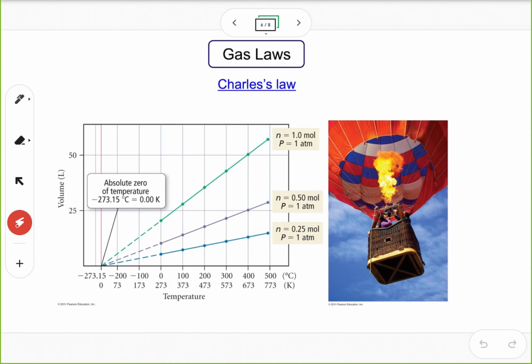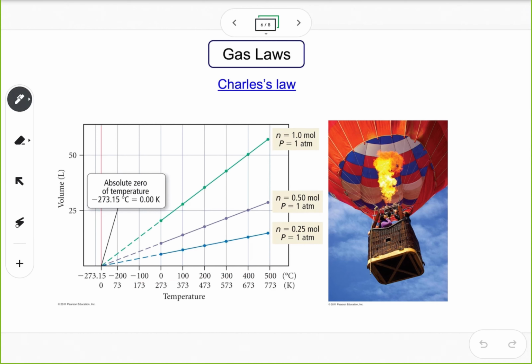Now, the second one, Charles's law. Charles's law is about the connection between the volume and temperature. You can see that this picture on your left side tells us if you increase the temperature, the volume will increase. The different lines here tell us how the slope changes when the mole number of the gas changes. That's not our focus. You just need to focus on each line. All three lines here tell us higher temperature, higher volume.